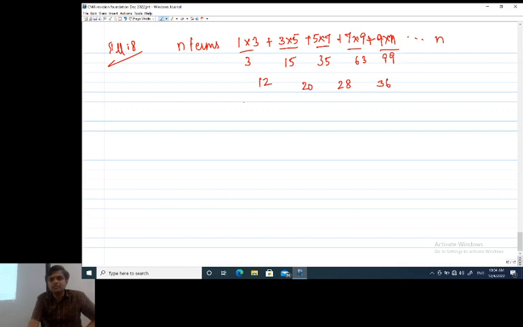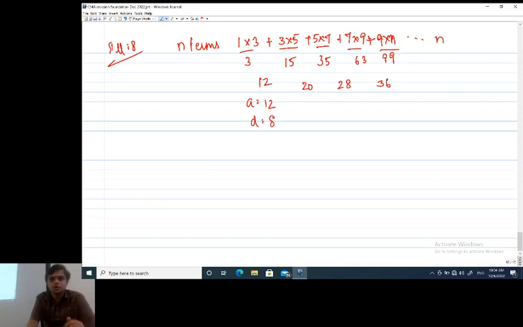Okay, I know this is an AP where A is 12 and D is 8. Can you understand till here? Can I go to the next step?